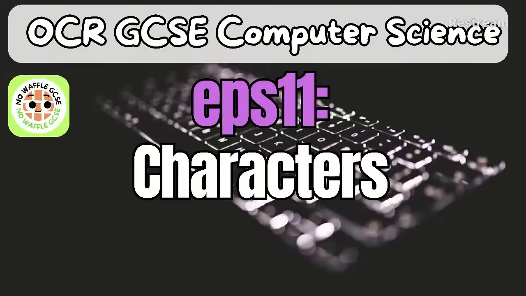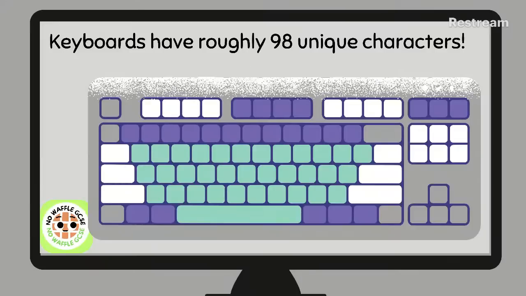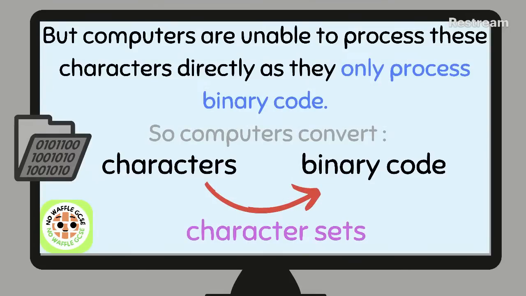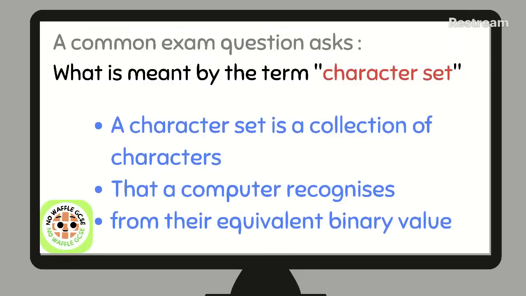We're now moving on to characters. Keyboards have roughly 98 unique characters, okay? But computers are unable to process all of these characters directly because computers only process binary code. So computers need to convert the characters into binary code, and they do this via character sets. A common exam question which is asked every year is what is meant by a character set. So you want to say a character set is a collection of characters that a computer recognizes from their equivalent binary value.